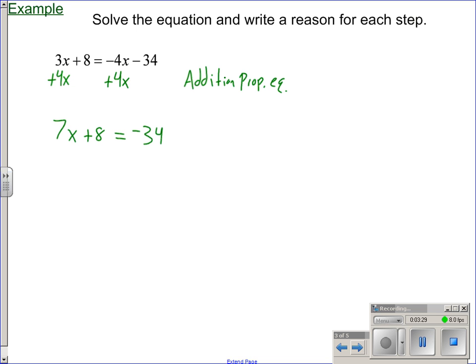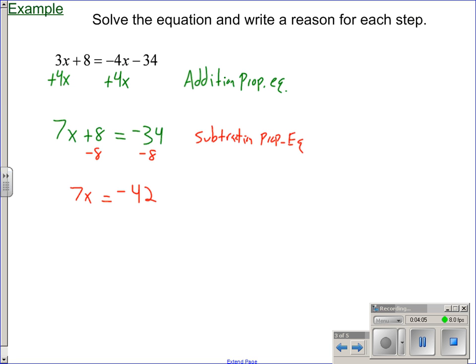All right, the next step in solving this would be to subtract 8. Well, we have two things that are equal, the 7x plus 8 and the negative 34. We're subtracting the same amount from both sides. That's your subtraction property of equality. We know we can do that because of this subtraction property of equality. So when we take this step, what we get is 7x equals negative 42.